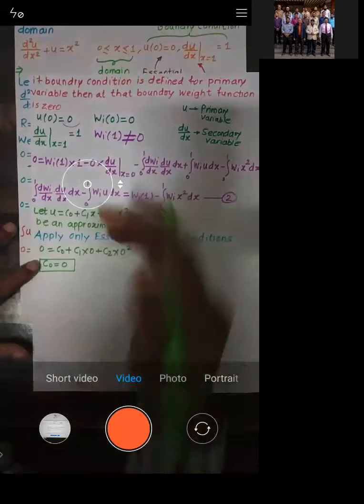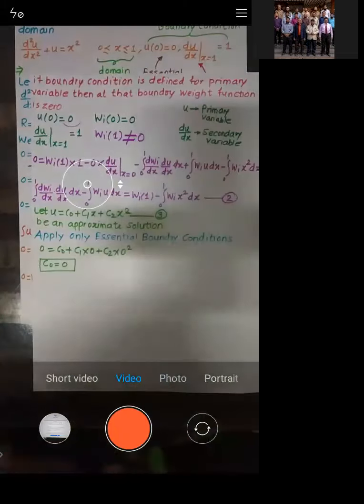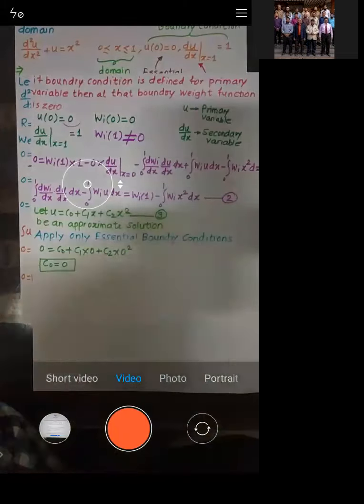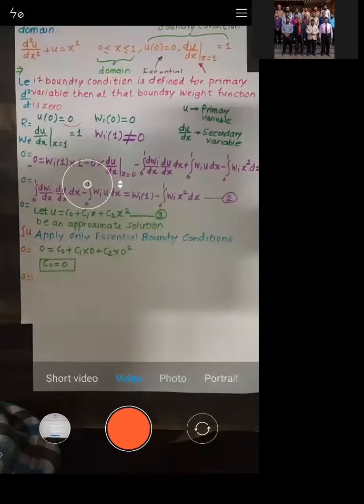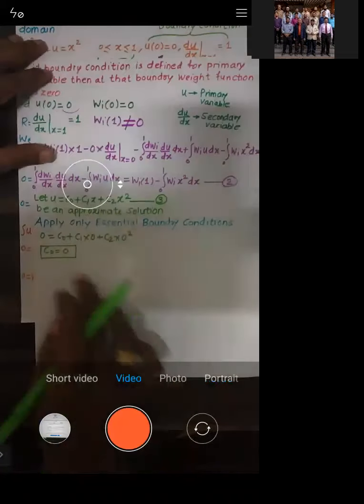That's all. I will not be able to apply the second boundary condition because it's the Rayleigh-Ritz method. If you see the previous methods, collocation, Galerkin, least square, subdomain, or the exact method, every boundary condition you apply, whether it's essential or natural. But in the Rayleigh-Ritz method, we need to apply only essential boundary conditions. So the value of c0 is 0.